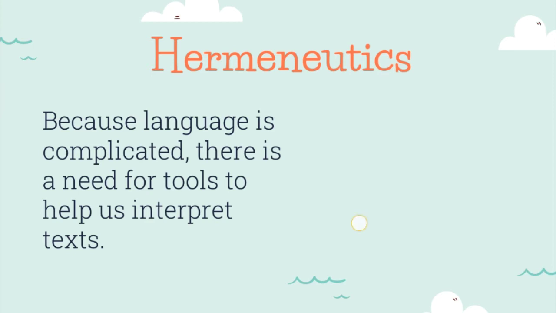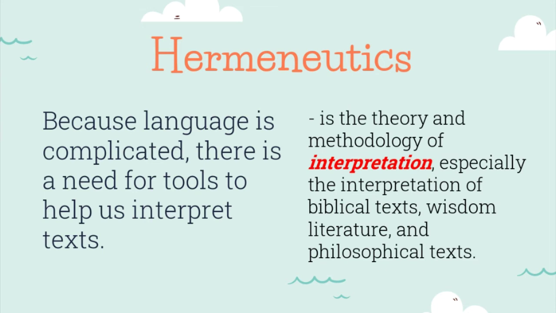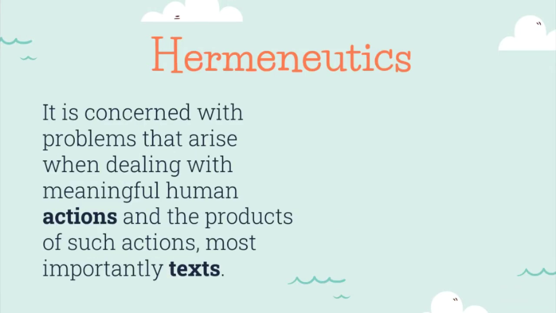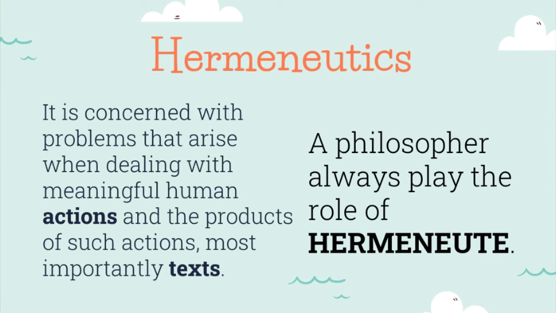So hermeneutics is the theory and methodology of interpretation, especially the interpretation of biblical text, wisdom literature, and philosophical text. So text interpretation is a goal-directed activity and is concerned with the significance of a text or the meaning. So you learn to decode the actual intention of the writer. Hermeneutics is concerned with problems that arise when dealing with meaningful human actions and the products of such actions, most importantly text. A philosopher always played the role of hermeneut.